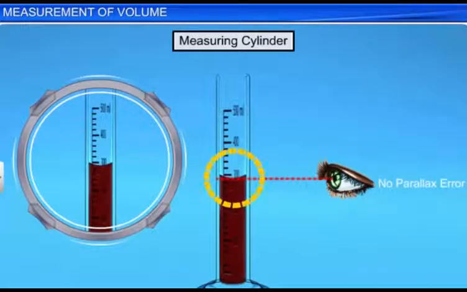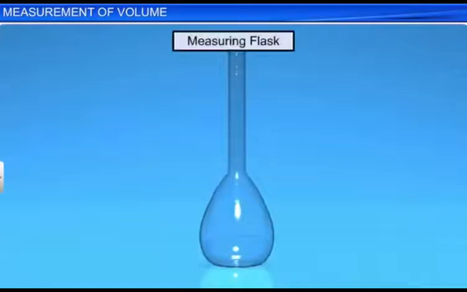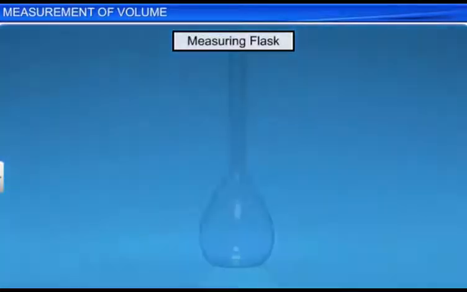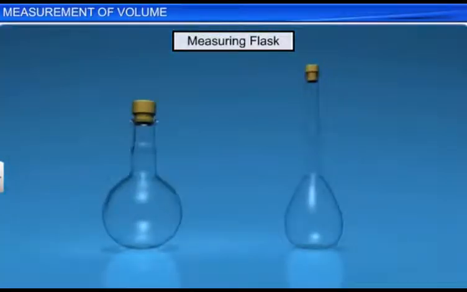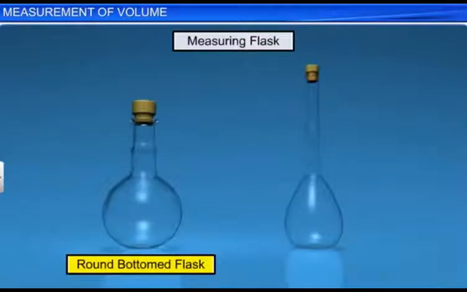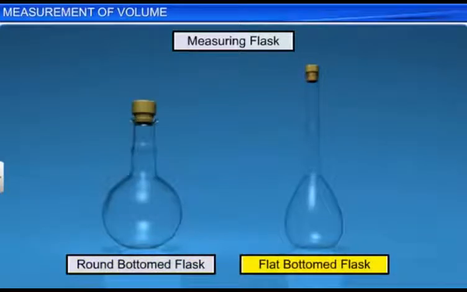Let us now look at the measuring flask. There are two types of measuring flasks, round-bottomed and flat-bottomed. The measuring flask consists of a long, narrow neck provided with a stopper. A graduation mark is etched on the neck.